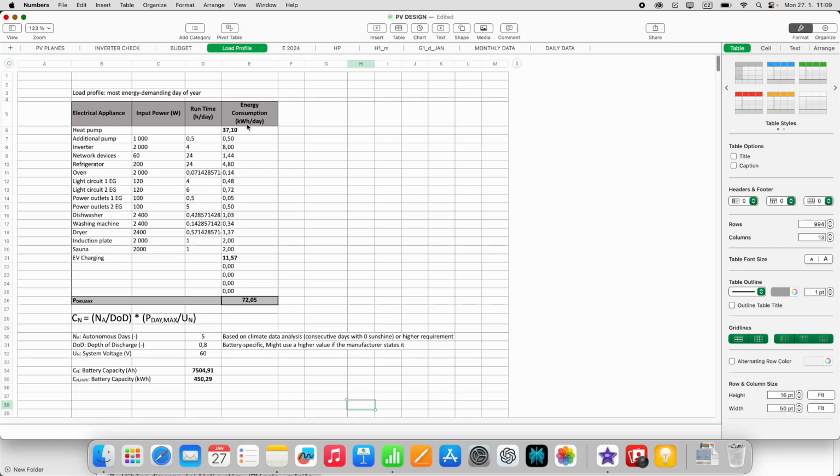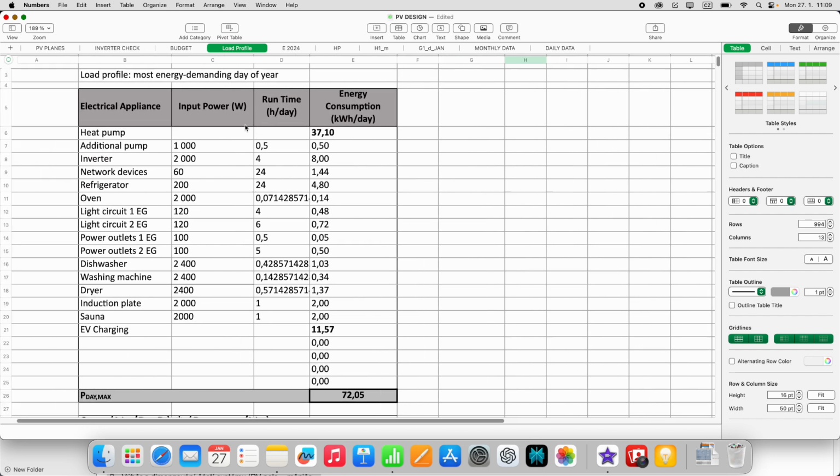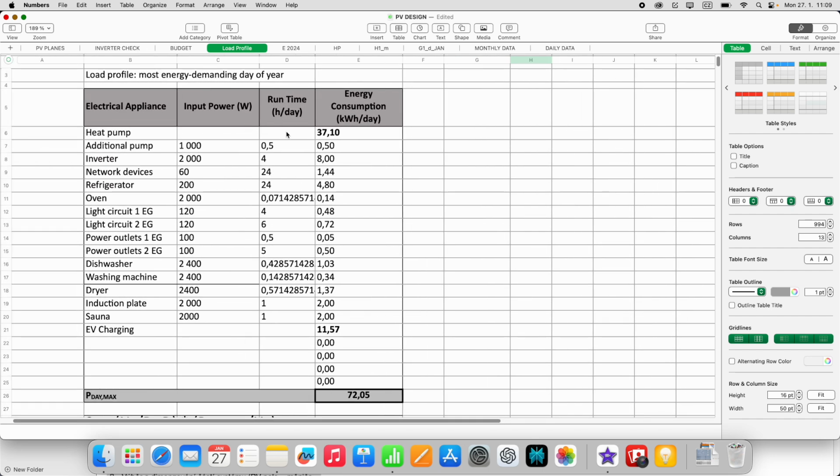kilowatt hours per day. The thing to look for here is that you're basically trying to assemble the most energy demanding day of the year. However, it's nice to keep in mind that not every day is going to be like this. And so that's why it's just a rough approximation.